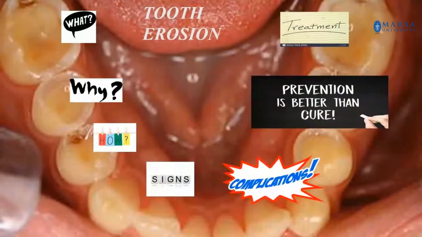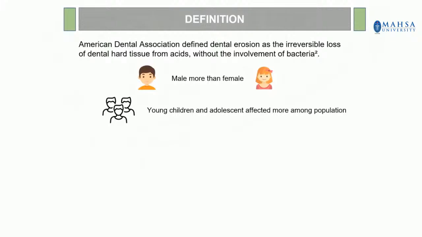You might be wondering, what is actually tooth erosion? Based on the American Dental Association, tooth erosion is defined as the irreversible loss of dental hard tissue from acids, which occurs without the involvement of bacteria. According to research done in Malaysia, dental erosion occurs more in the male population as compared to female. This issue also commonly occurs among children and adolescents, as nowadays young people tend to consume more acidic drinks and foods.